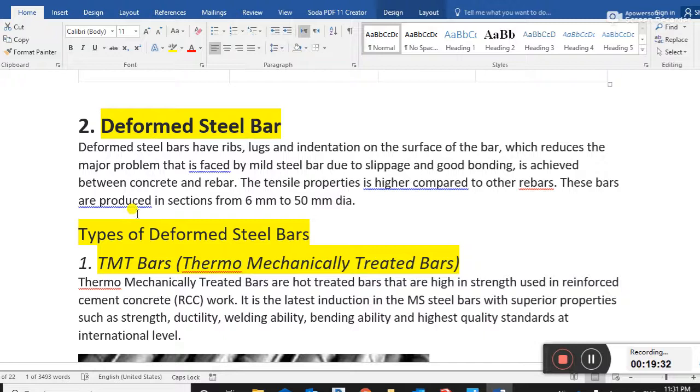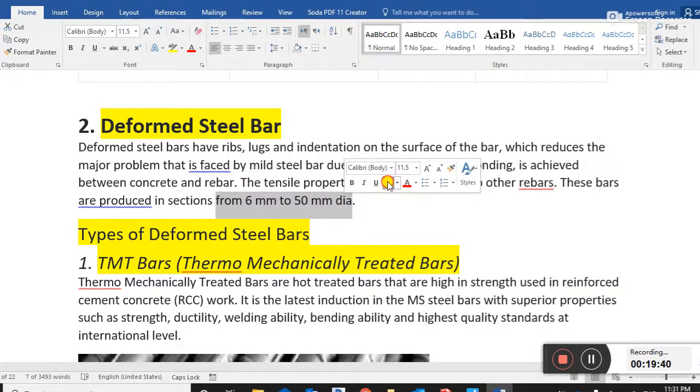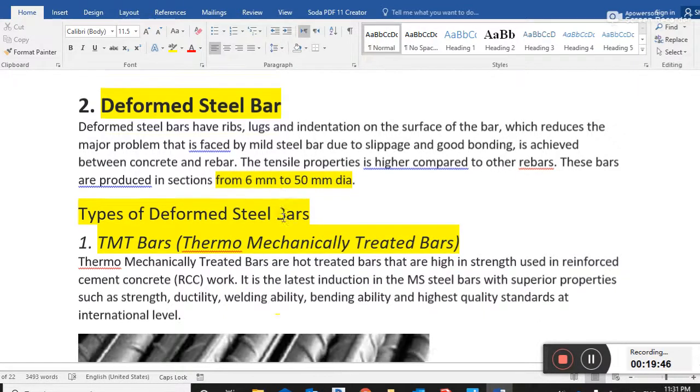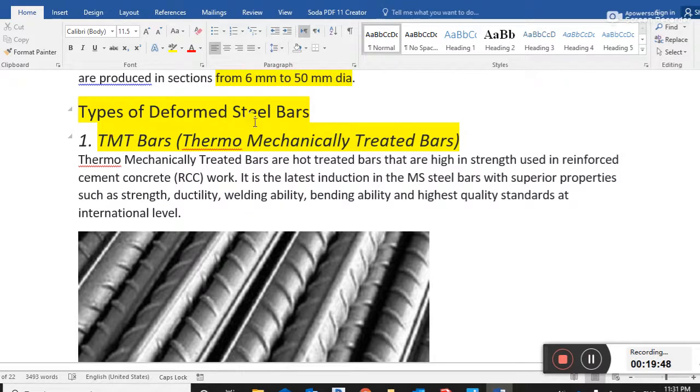These bars are produced in the section from 6 mm to 50 mm. Guys, this is also important. The diameter available for this deformed steel bar is from 6 mm to 50 mm. Types of deformed steel bar.